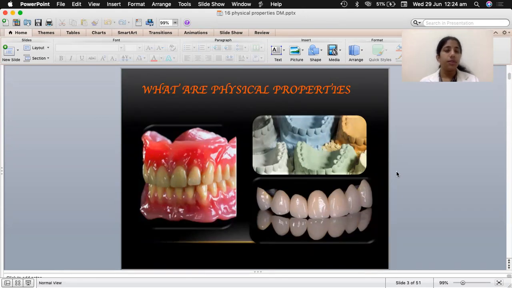So what are the physical properties, and what is the importance of physical properties in dentistry? Whenever we give any restoration, suppose it is a normal amalgam restoration or a full crown or an FPD or a complete denture, we should be knowing the physical properties of the material which we are giving the patient. So we should be knowing what are the physical properties related to that particular material.